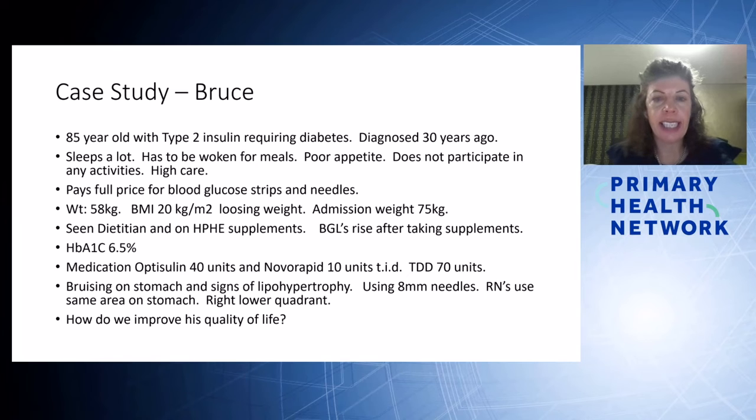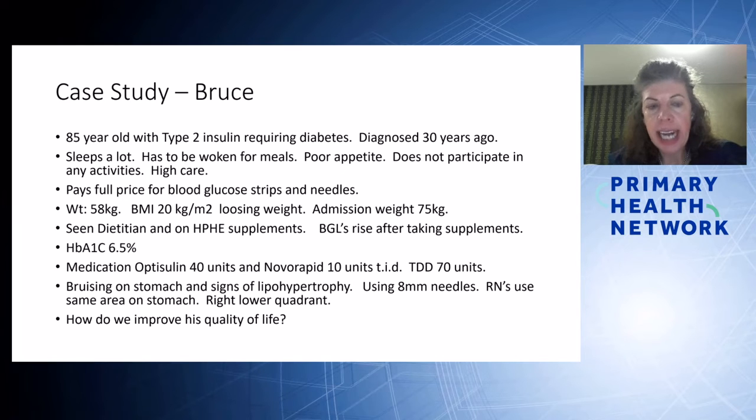So I've got a little case study. Bruce is named after my son, just to highlight the fact that Bruces were once young people. Bruce is 85, has type 2 insulin-requiring diabetes, and was diagnosed 30 years ago. He sleeps a lot, has to be woken for meals, has poor appetite, doesn't participate in any activities, and needs a lot of care. He pays full price for his blood glucose strips and his needles. His weight is 58 kg, so a BMI of 20, which is a high risk of malnutrition. He's still losing weight. His admission weight was 75 kg.